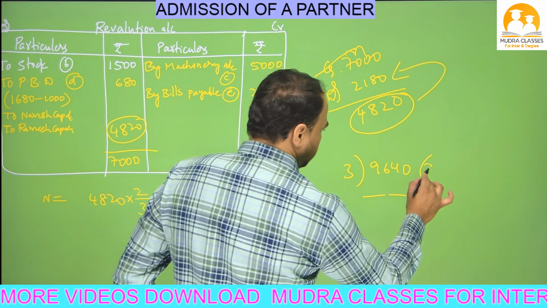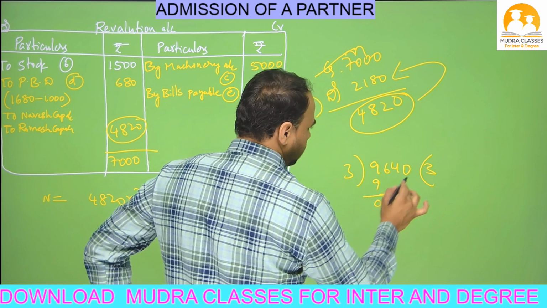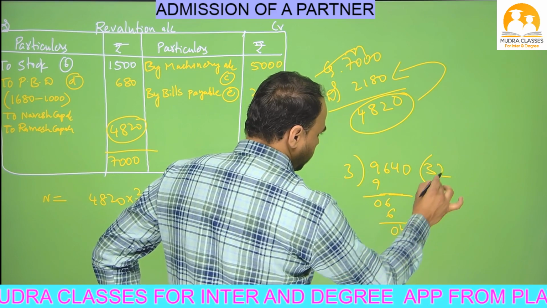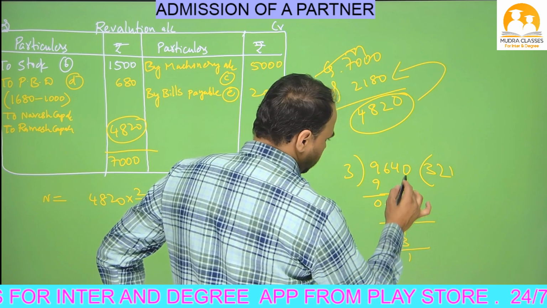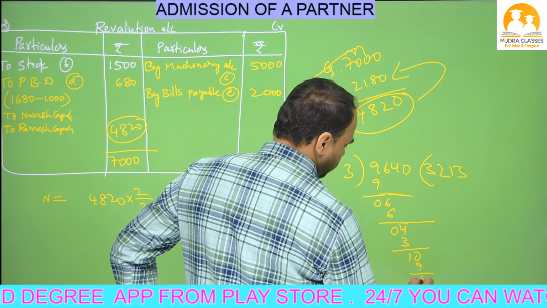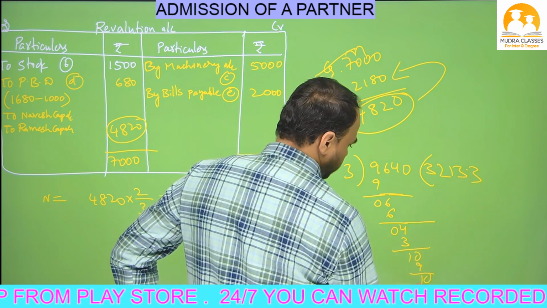So directly, 3 threes are 9, 9 minus 9 is 0. Next number 6, 3 twos are 6, 6 minus 6 is 0. Next number 4, 3 ones are 3, next number 1. So the next number is 0, 3 threes are 9, 10 minus 9 is 1. So keep one point, you will get 0, 3 threes are 9.